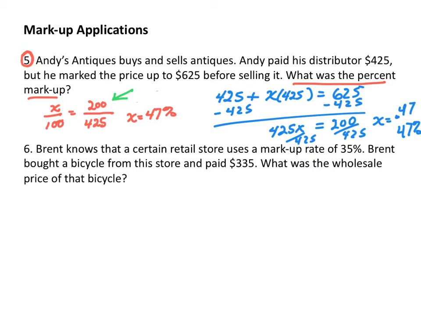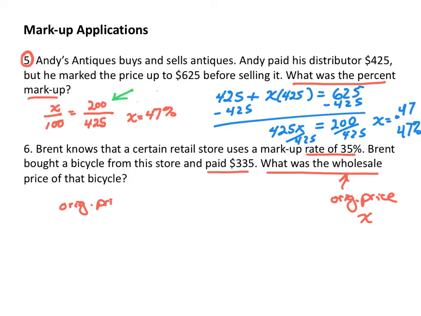He has a markup rate of 35%. So he bought the bicycle from the store. Okay, so this question is, what was the wholesale price? The wholesale price is the original price that the store paid. Then they mark it up and sell it to Brent for $335. So in this case, we don't know the original price.